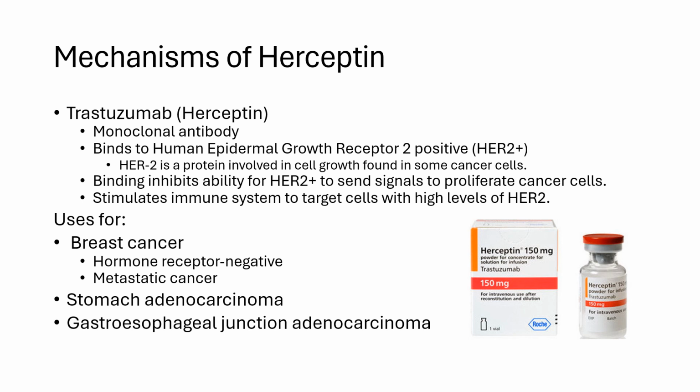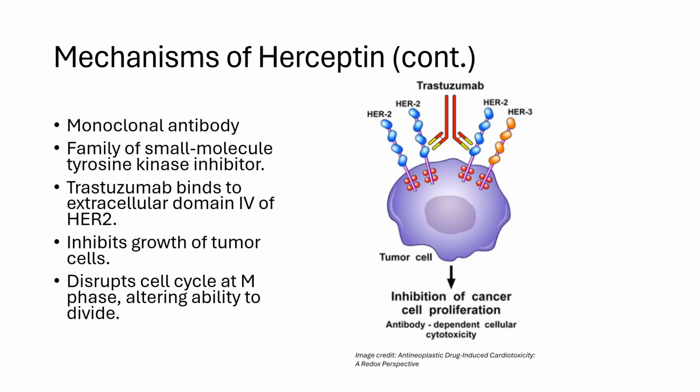There are a few different cancers that can use trastuzumab. It is most commonly used in breast cancer treatment, but it can also be used in stomach adenocarcinoma and gastroesophageal junction adenocarcinoma. Here I've provided a cartoon that gives you an idea of how trastuzumab works when inhibiting a cancer cell.